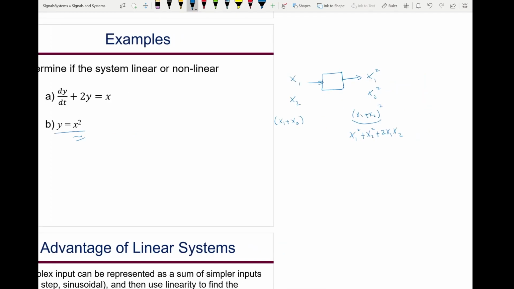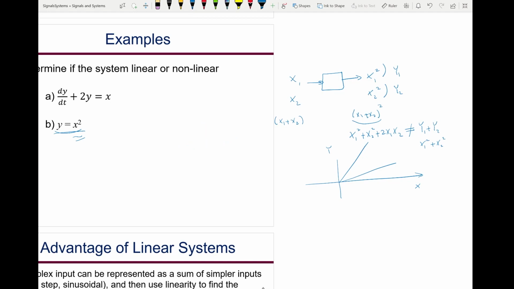Now this one does not equal a combination of these outputs. If I call this y1 and this y2, it does not equal y1 plus y2. It does not equal x1 squared plus x2 squared. So this system is not linear. And you can think of linearity in a different way. If the input is here and this is the output, and the equation that relates x to y is a linear line, then that's a linear system. For this case, if I plot it, it's going to look like this. So that's not a linear system.